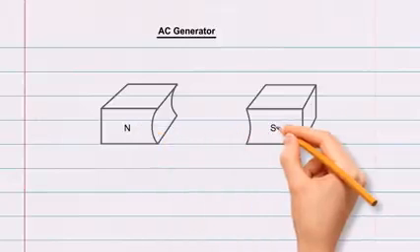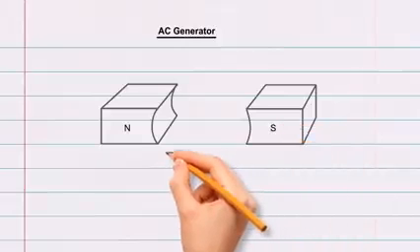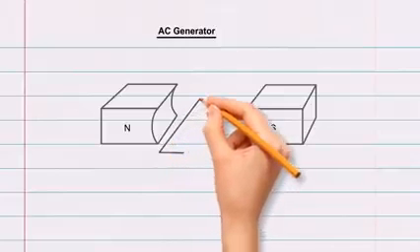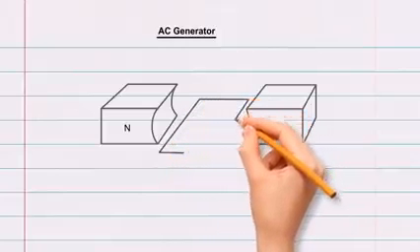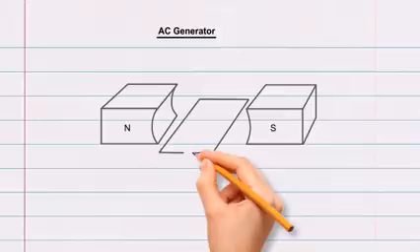the right side of the rectangular box as S, which represents the south pole of the magnet. In between the rectangular boxes, draw a parallelogram which is equal in breadth to that of the rectangular boxes and keep the front face slightly open.